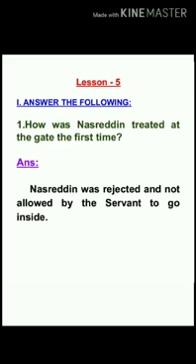Listen, students. Nasruddin was rejected by the servant. Why was he rejected? Because he did not come with the proper dress. He put on an ugly dress, the shabbiest cloth, and he looked like a beggar. He came to the feast. So the servant rejected Nasruddin and did not allow him to go inside. Do you understand? Answer. Nasruddin was rejected by the servant and he did not allow Nasruddin to go inside.